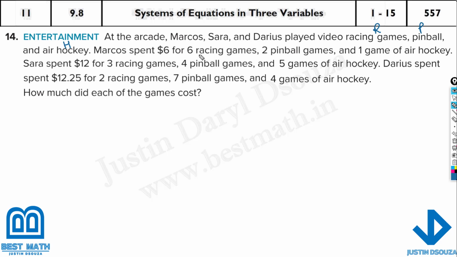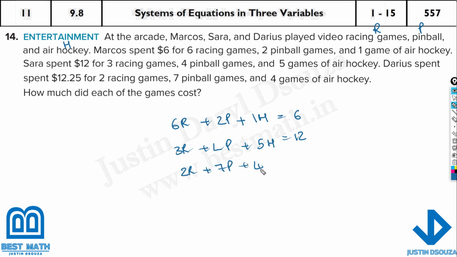Marcos spent $6 for 6 racing games, 2 pinball games, and 1 game of air hockey. Okay, so $6 on these things. So if I take 6R, that's racing games he played, plus 2P for pinball, plus 1H for hockey, that is equal to 6. What about the next person? The total sum is 12, whereas 3 racing games plus 4 pinballs plus 5 hockey. And Darius, 2 racing games plus 7 pinballs plus 4 hockey, that is equal to 12.25. So these are the simultaneous equations.